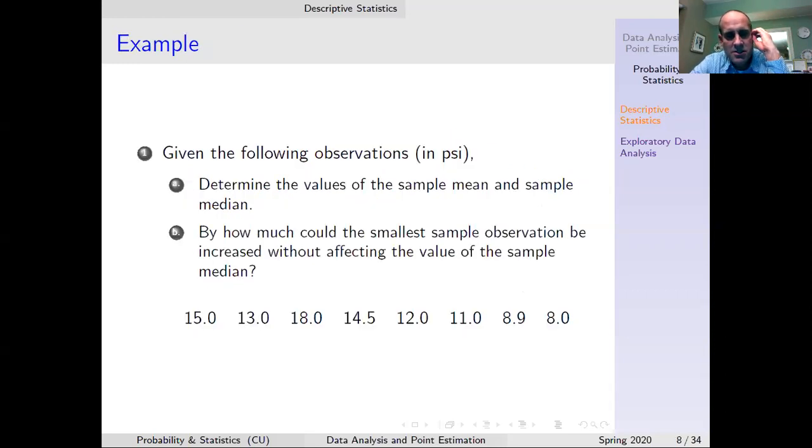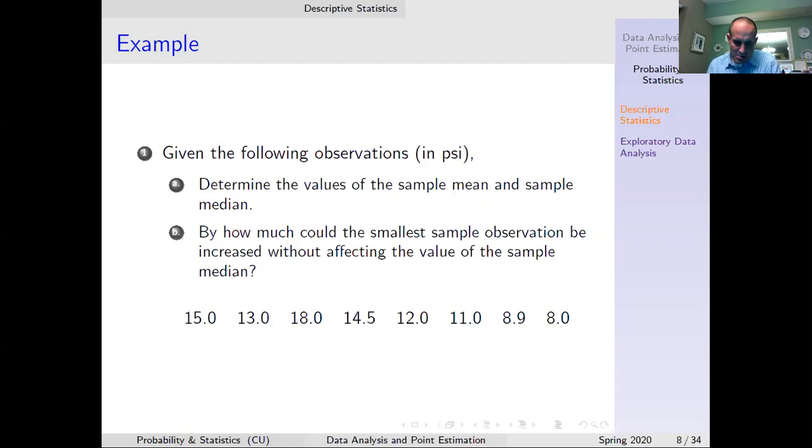So let's see here. Here's a little problem. Okay. Given the following observations in pounds per square inch, determine the values of the sample mean and the sample median. Okay, the sample mean and the sample median. Look, I'm not going to go through the computation for the mean because it's fairly easy. You know what I'm saying? You just add them together. You have a total of 8 of them, and you divide by 8. Okay, so that's a fairly simple computation.